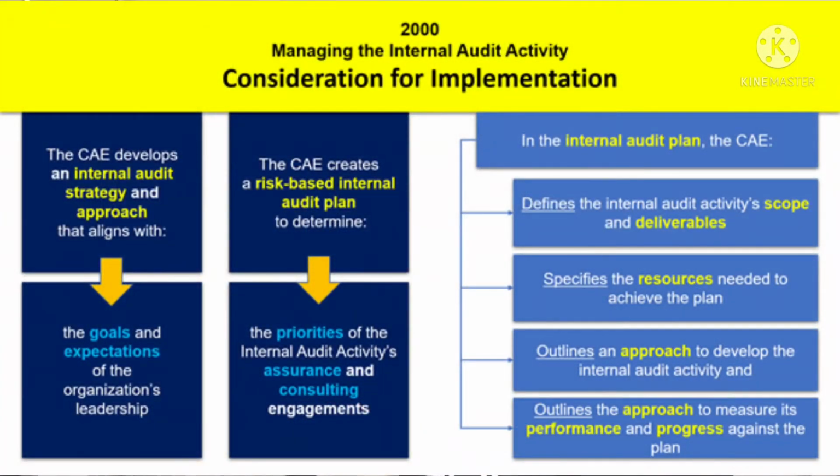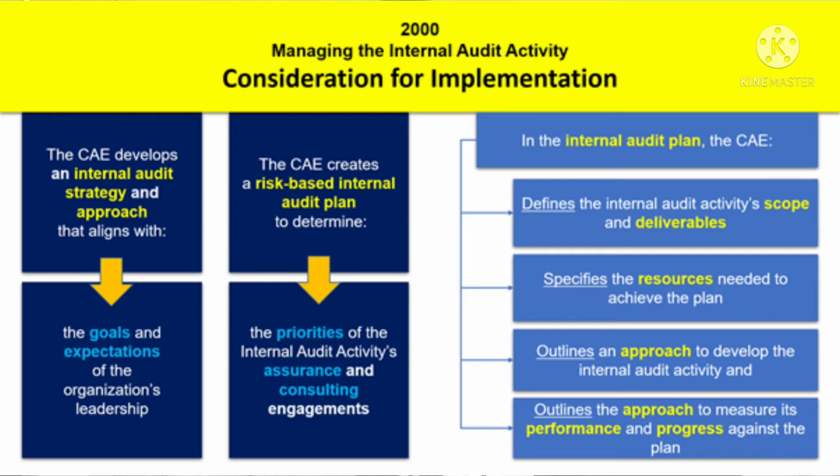Now, after considering the information which we discussed earlier, like the purpose and responsibility of the internal audit activity as mentioned in the charter, the organizational chart of the stakeholders structure and the reporting relationships, and the organization strategic plan and the discussion with the senior management and board about the strategic plan, now the chief audit executive is in a position that he can develop an internal audit strategy and approach that aligns with the goals and expectations of the organization's leadership.